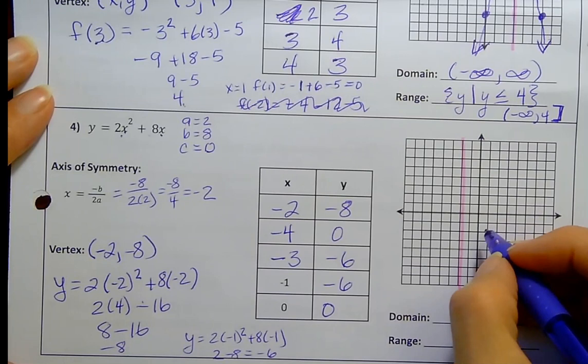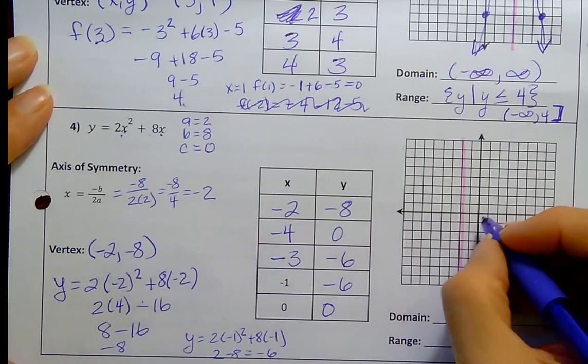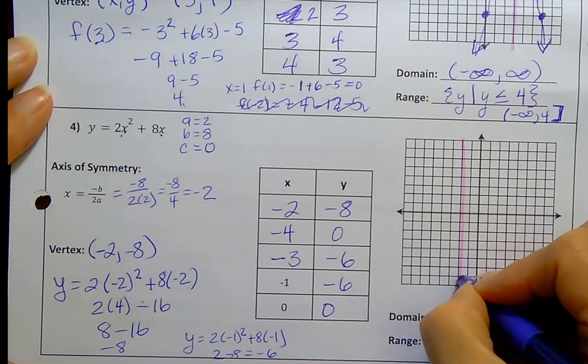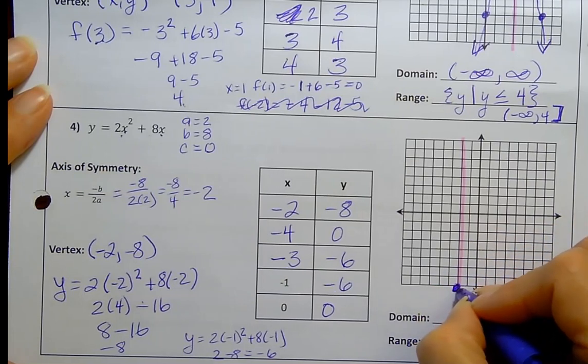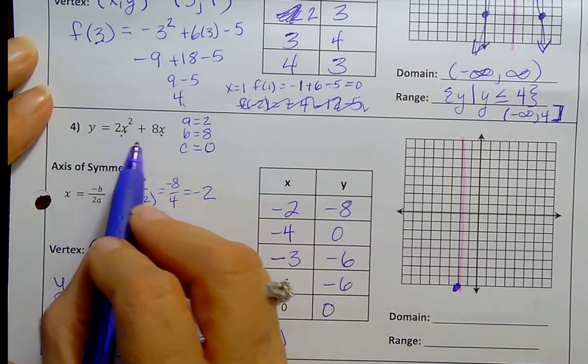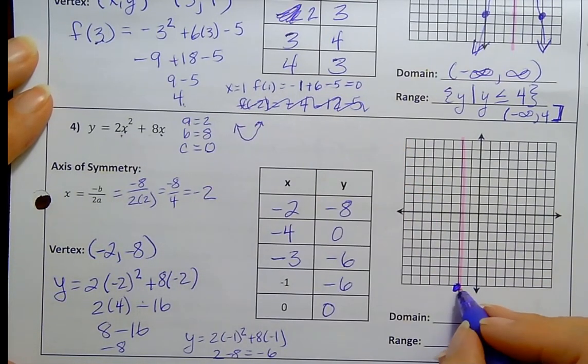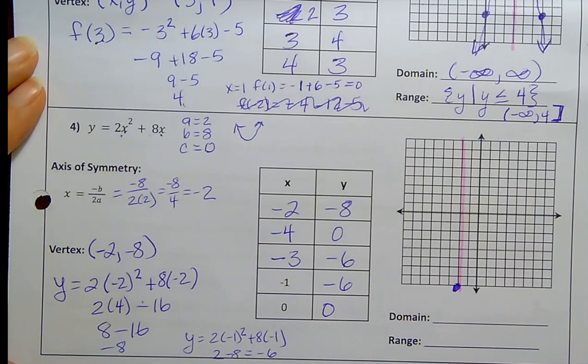Here's what I'm going to do now. I'm going to plot by putting my vertex in, -2, -1, 2, 3, 4, 5, 6, 7, 8. That's my vertex. Do I expect this to open up or down? I expect it to open up because a is positive. Okay, which is good because otherwise it'd be off that grid, right?